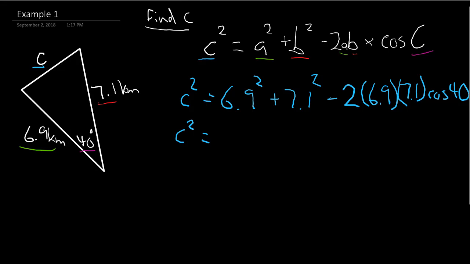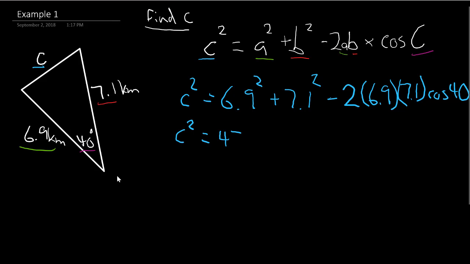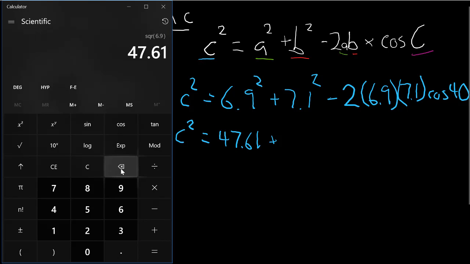So I'm going to pull out my calculator, 6.9 squared. I have a squared button. So I get 47.61 plus, I'm going to pull out the calculator again, and you're going to see a lot of switching back and forth between the two. So 7.1 squared, which gives us 50.41.